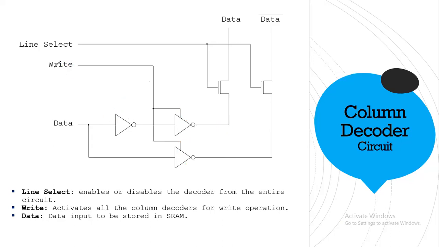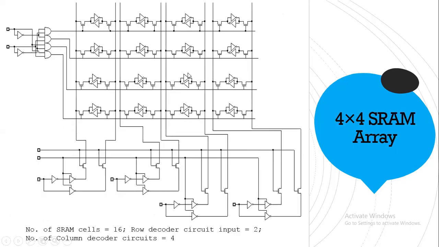But if you give 1, then they will pass the data. If it is 0, it will become 1. If it is 1, it will become 0. Then you have data. That means if the data you want to give is 0, you will give 0 here. If 1, you give 1 here. Okay. Now let's make it. Then we will go for a circuit like this. Okay. 4 into 4 SRAM array.